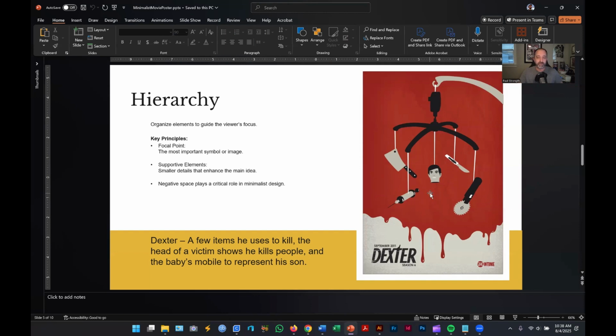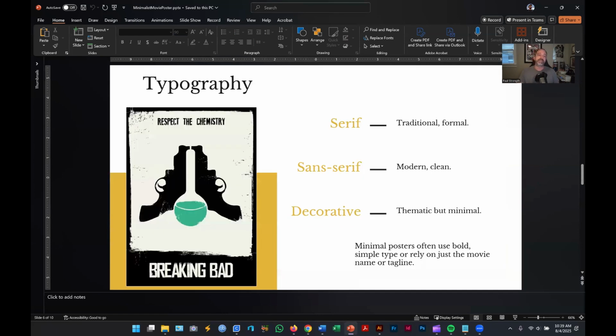He's concerned about his son. And then, of course, the blood splat, the huge blood flow in the background, is there because he's a serial killer. He makes a mess. And so that's also your negative space as well. Okay. So Dexter: a few items he uses to kill, and the head of a victim shows he kills people. And the baby mobile represents his son in the season. Spoiler alerts.